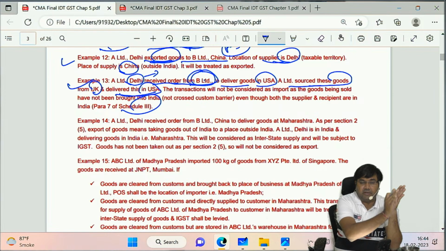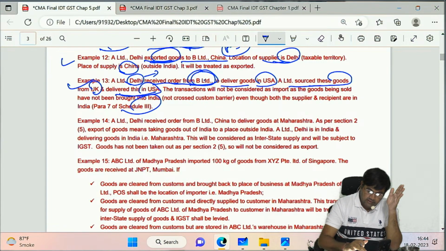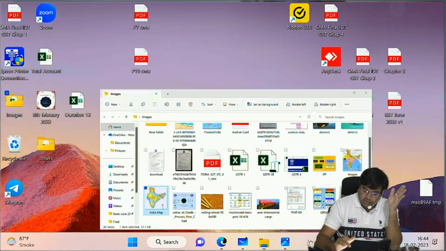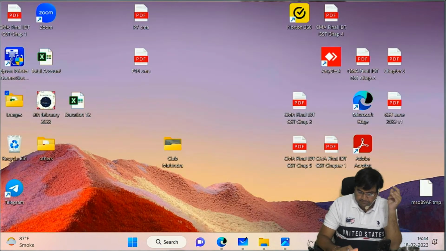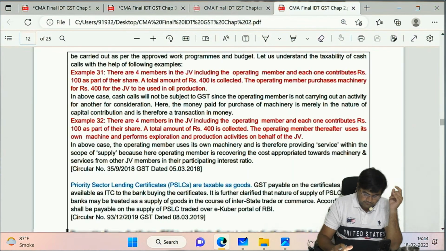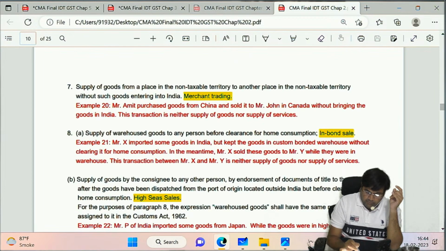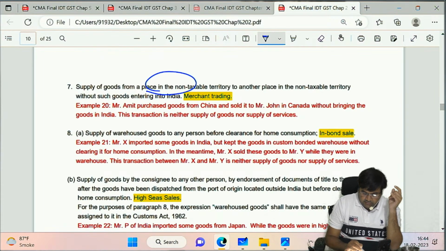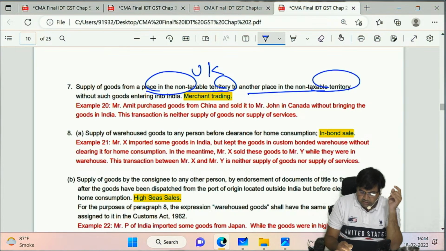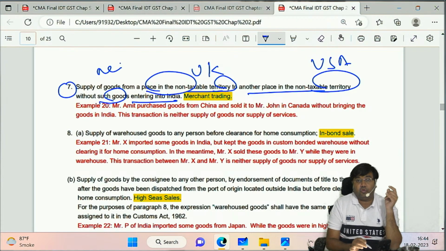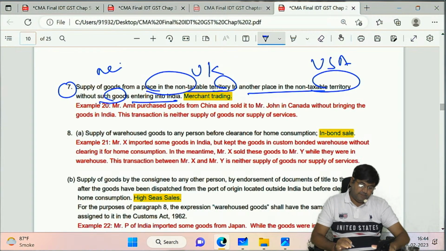So from non-taxable territory to non-taxable territory, then remember Chapter 2, Schedule 3, Para 7. Para 7: supply of goods from a place in the non-taxable territory, meaning UK, to another place in the non-taxable territory, USA, without such goods entering into India is going to be covered under Para 7. Basically, it is neither supply of goods nor supply of services, not subject to GST.